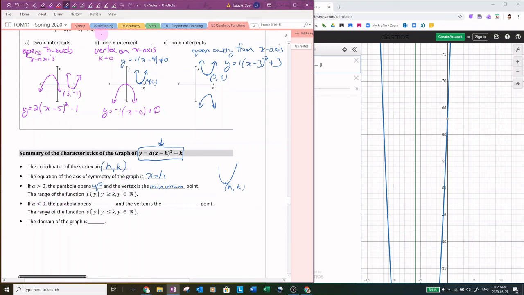If a is less than 0, the parabola opens down, and the vertex is the maximum point, because it goes like this now, (h, k). And the range of the function is y such that y has to be less than or equal to k, and y is a real number. And the domain of the graph is x ∈ ℝ. x is all the real numbers.